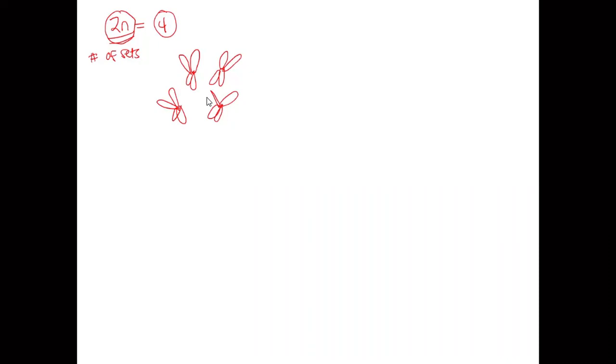And so if we try to illustrate this cell, you have 4 chromosomes in total. You have 2 sets, 1 maternal set and 1 paternal set. So let's say the red would be the maternal set, and the blue would be the paternal set.